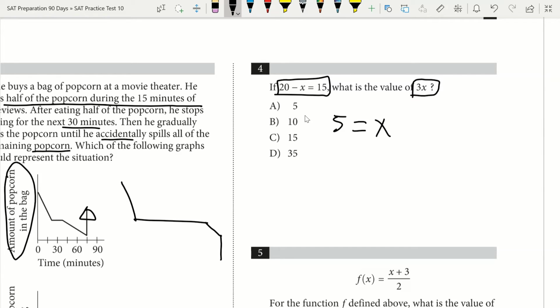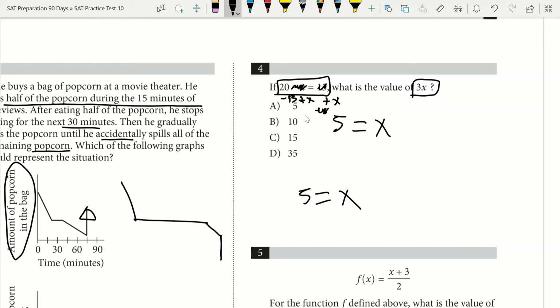Otherwise, you could add x to each side and then subtract 15 from 20. So you'd have 20 minus 15 equals x. I'll rewrite that because that's kind of messy. Right, you would add x to each side, subtract 15 from each side. So then you'd have 20 minus 15. That's going to give you 5 equals x, right? So either way, you're going to end up with 5 as x.